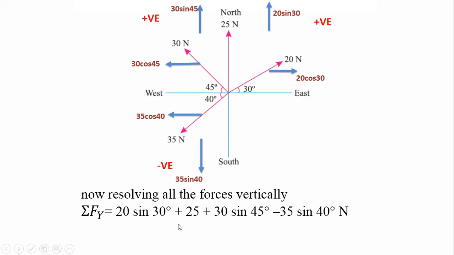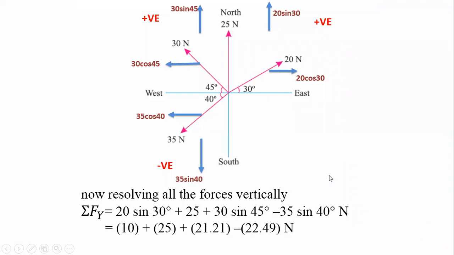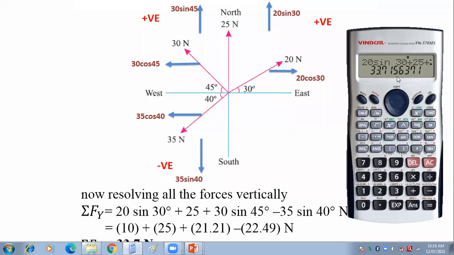This 20 sine 30 is positive. This 25 is also positive. This 30 sine 45 is positive. Only this 35 sine 40, which is going vertically downward, we are considering negative. Now let us calculate this term: 20 sine 30 plus 25 plus 30 sine 45 minus 35 sine 40. Now once you put in all these values, you will get 33.7, what we have calculated, 33.71.